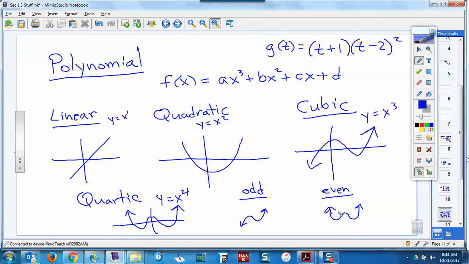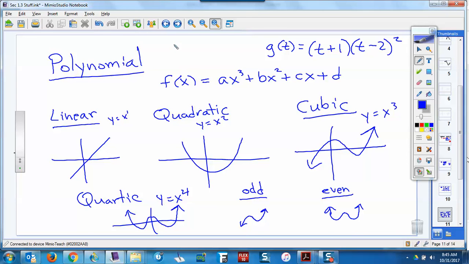Same thing, if you put a negative in front of an x to the fourth, that's going to flip it, and those tails will go down. If you put a negative in front of this, it'll flip and go the other way. So instead of down to up, it'll go the other way. So it'll flip around on a cubic. Okay, those are just some things to know.